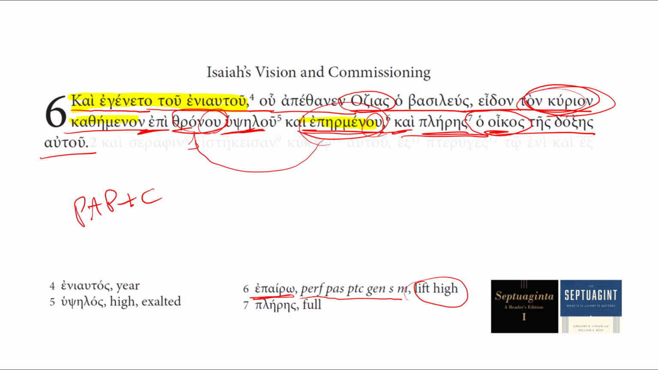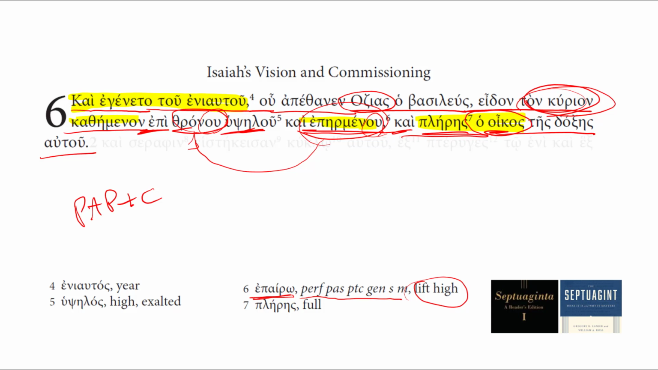The last grammatical feature I want to look at is this phrase right here, plērēs ho oikos. Now this phrase is a predicate clause, which we can tell because the nominal has the definite article in front of it, and the adjective is anarthrous. It has no article with it. And so we translate it as the house is full.